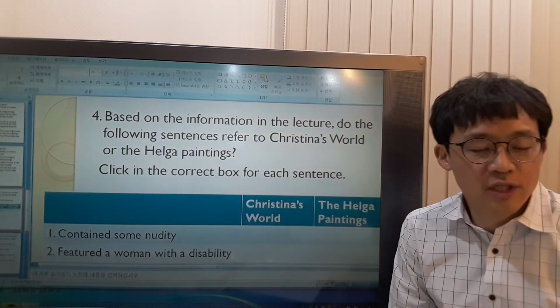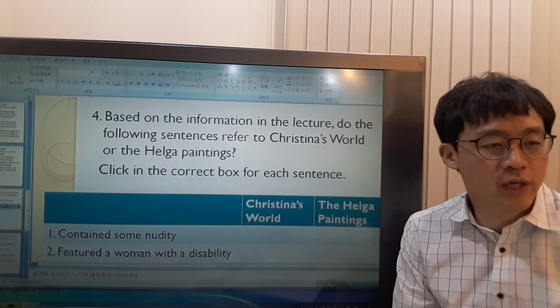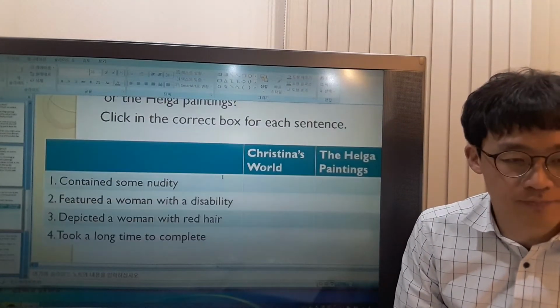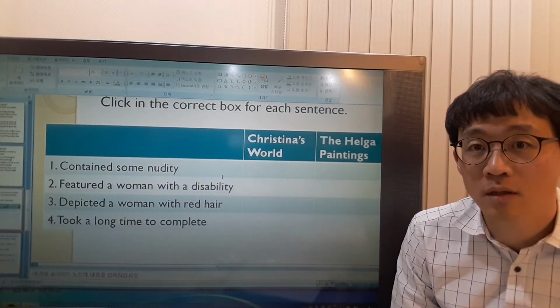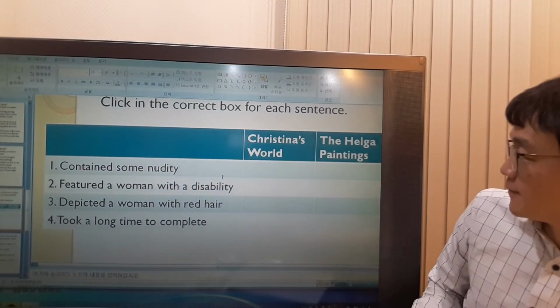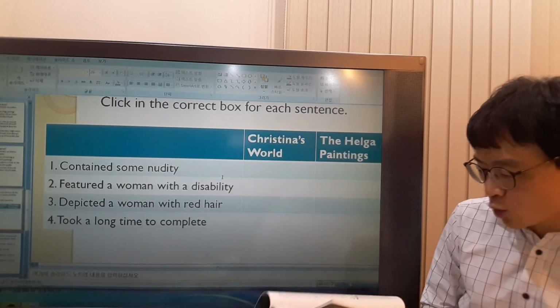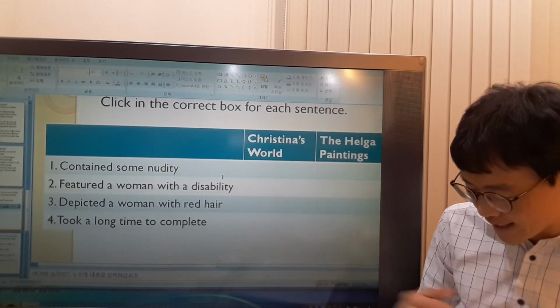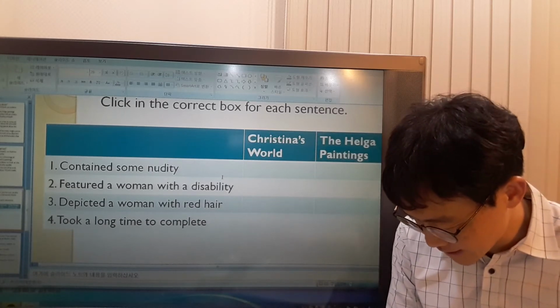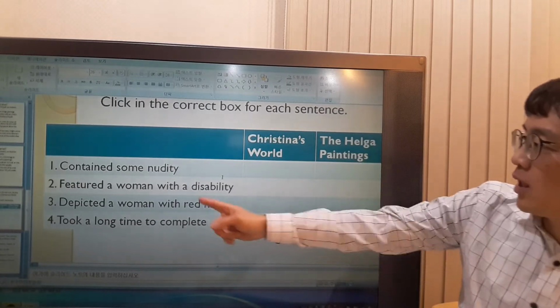Based on the information in the lecture, do the following sentences refer to Christina's World or Helga paintings? Which is which? Can you see this clearly? Contained some nudity. What was that? That was the Helga paintings, right? Wyeth also painted some nudes as Helga's body itself became the landscape Wyeth was searching for. So this is Helga paintings.